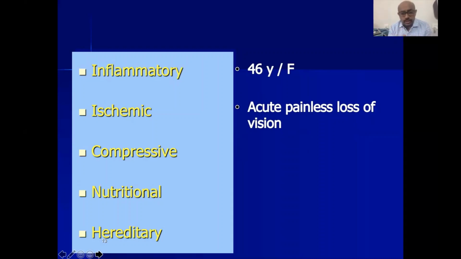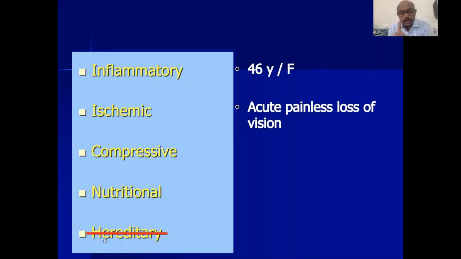So let's see whether this 46-year-old female who has come to you with an acute painless loss of vision, can it be hereditary optic neuropathy? The answer would be no. Because hereditary optic neuropathy generally tends to be bilateral, would have a gradual onset and would be progressive. Please remember, though hereditary optic neuropathy generally would start early in life, there are hereditary optic neuropathies which can start a little later, even in the second, third, or fourth decade. So that's point number one, and that's the reason why I would say that this does not appear to be hereditary optic neuropathy.